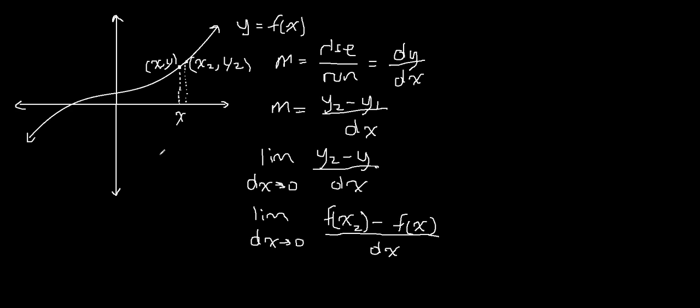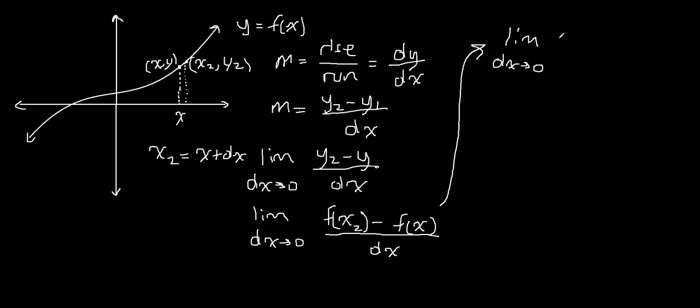Now recall that x2 is just equal to x plus your change in x, right? Because we chose an x2 that's just a little bit of a distance from x. Actually, dx far from x. So we can rewrite this as your limit as dx approaches 0 of f of x plus dx minus f of x, all over dx.